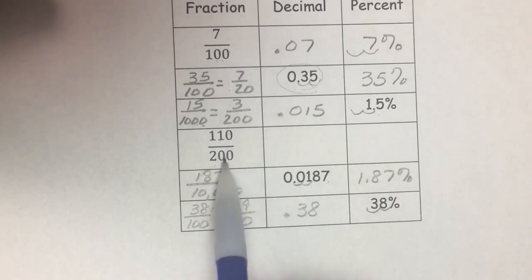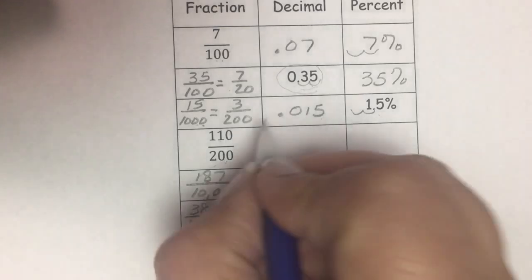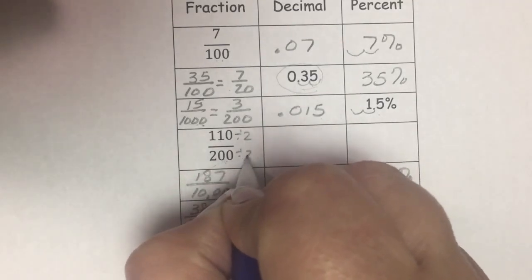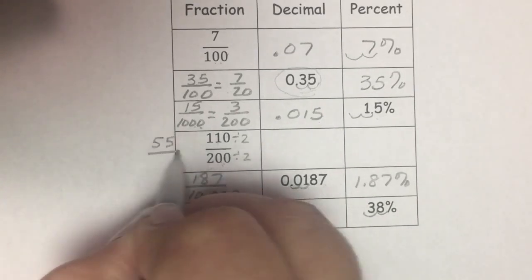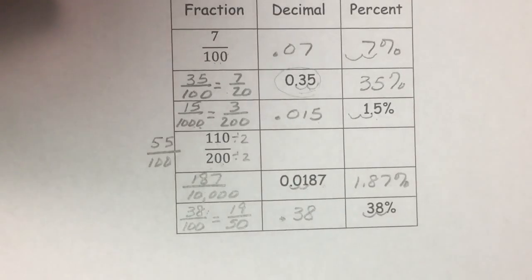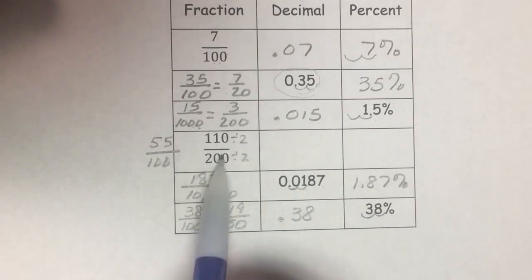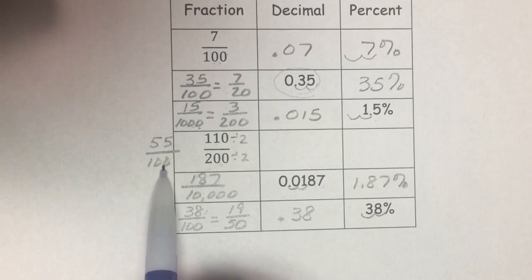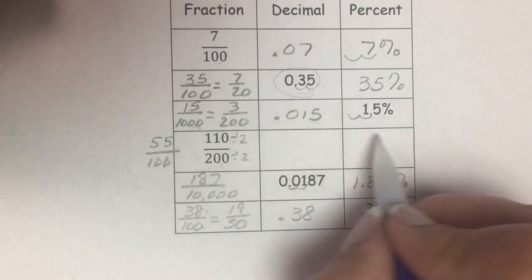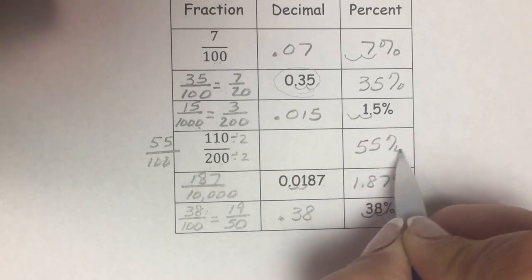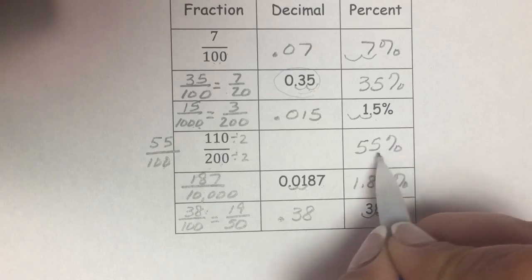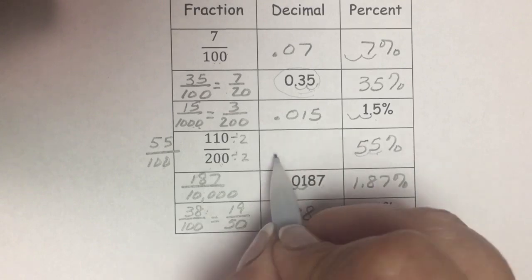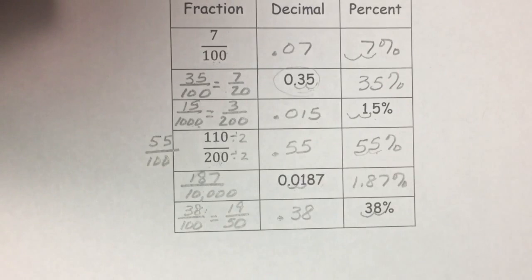Well, what can I do to both top and bottom here that would make the bottom a 100? I can divide them both by 2. 110 divided by 2 is 55, and 200 divided by 2 is 100. So these are equivalent fractions. This one's just simplified a little bit. But now, since there's 100 on the bottom, I know that the percent is simply 55%, because a percent is a number out of 100. And then if I want to write this as a decimal, I would move it 2 places to the left, and I'm going to get 0.55.